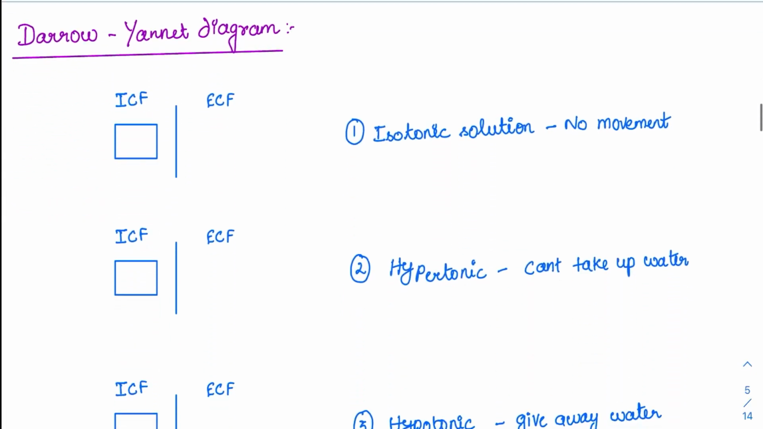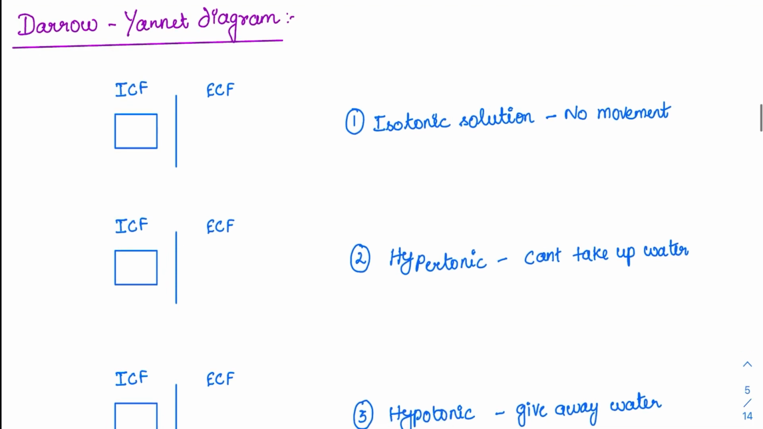Now coming to the famous diagram, that is the Darrow Yannet diagram. What is this Darrow Yannet diagram? It compares what happens to the body whenever we add some substances in the ECF or remove some substances from the ECF. So before going into it, we should understand one concept.